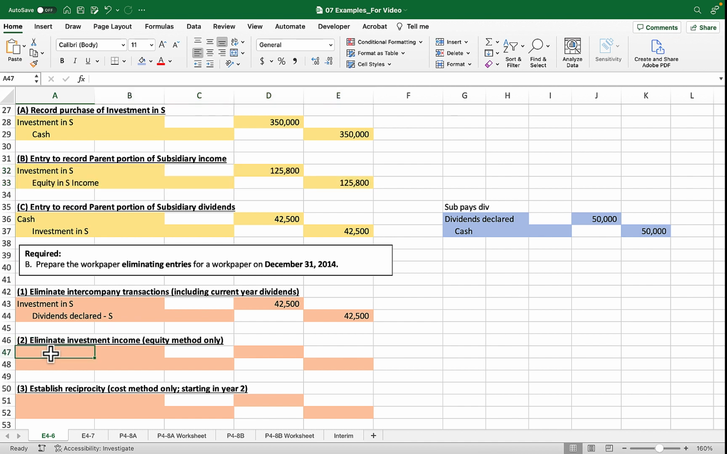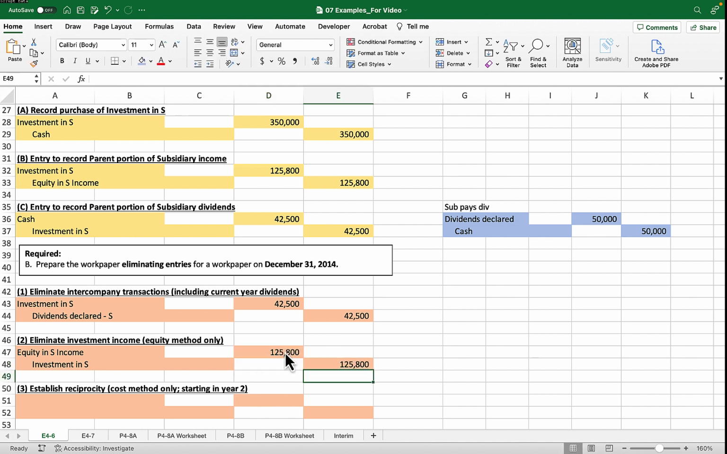We originally credited equity in S income, so we're going to debit it. And we originally debited investment in S, so we're going to credit it. And we want to undo that whole amount. So we are literally just undoing that entry.